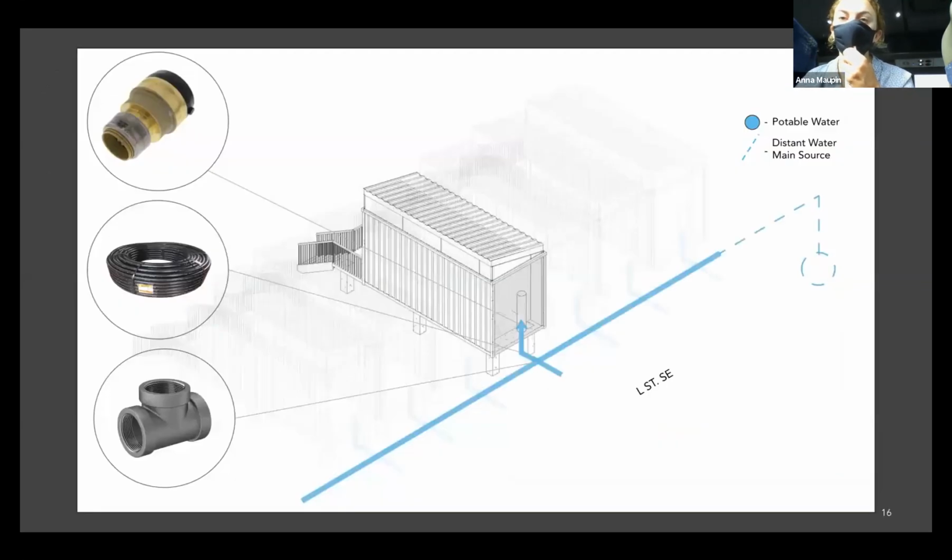This is a closer look at the connection to the actual unit. It is very similar to an RV connection, also showing how the units will be stacked right next to each other and easily access the pipe connecting to the water main.